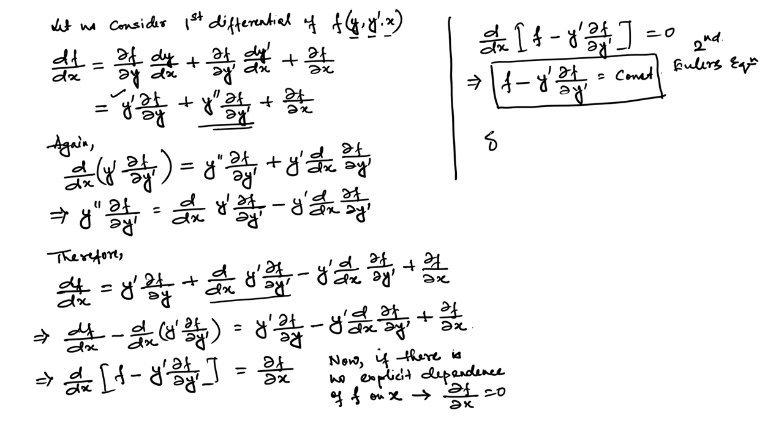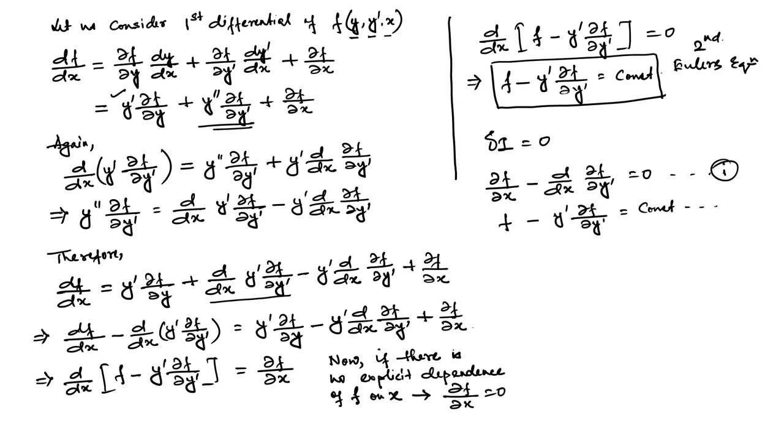So, what we get? We started with the first variation of the action integral, we equate it to 0, and then immediately we get actually two expressions. The first one is the Euler's equation, so this is the first equation, and then now we have another condition. So, this is the second equation.